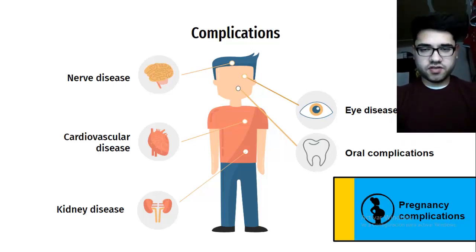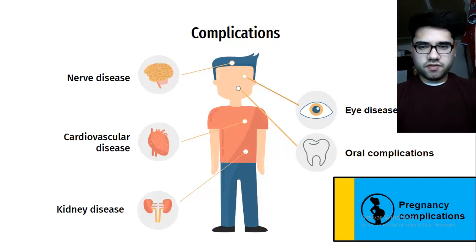Pregnancy complications. High blood glucose during pregnancy can lead to the fetus putting on excess weight. This can lead to problems in delivery, trauma to the child and mother, and a sudden drop in blood glucose for the child after birth.